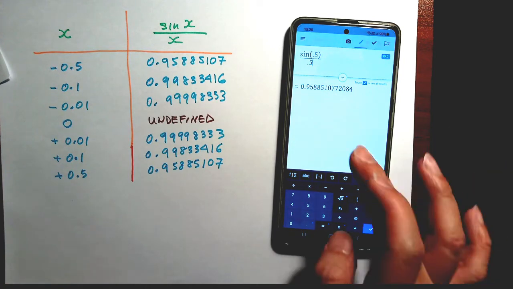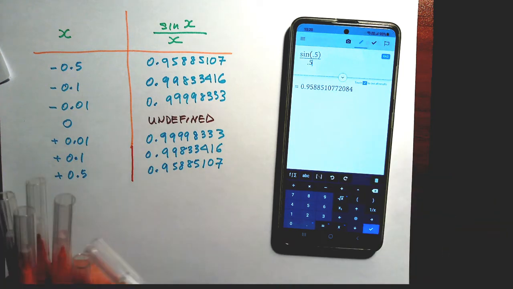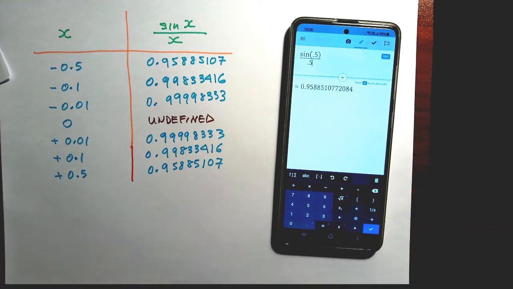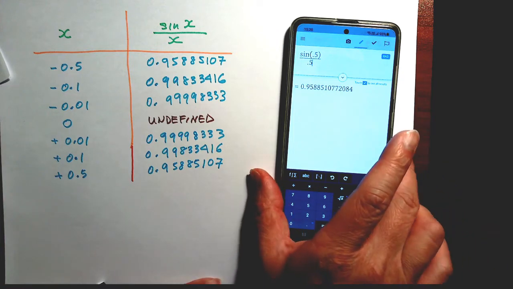Okay, I can show you how to use a calculator like this on your mobile phone in a future lesson also. Okay, I'm gonna take this out.